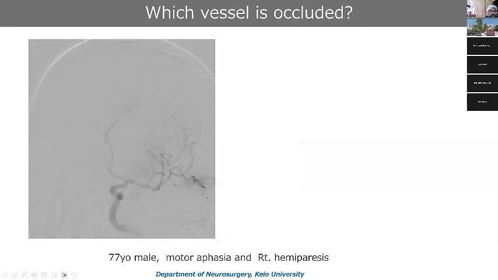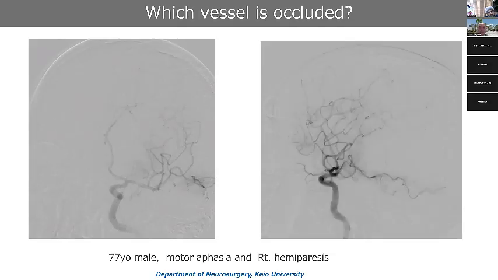Okay, how about this case? This patient also has motor aphasia and right hemiparesis. This is the anterior view, frontal view, of the left internal carotid artery. As you can see, the ICA is patent, and the anterior cerebral artery is also patent, and the middle cerebral artery M1 is patent; M2, M3, you can find several vessels. So where is the occluded site? The patient has very severe symptoms. So in this case, we should see the lateral view, of course.